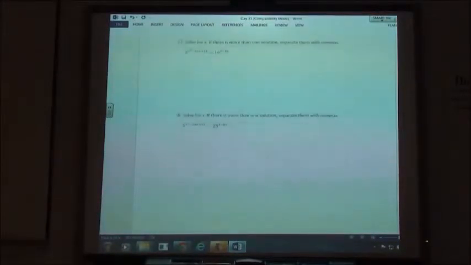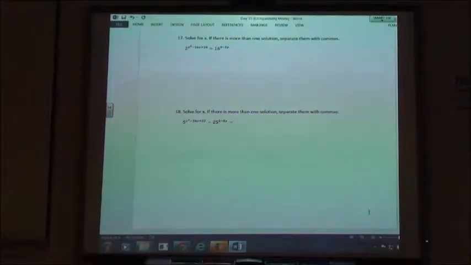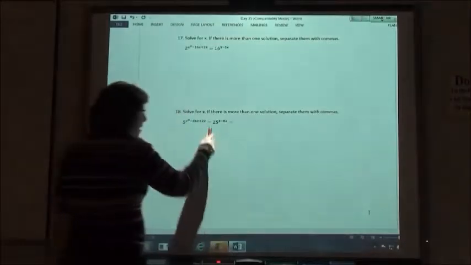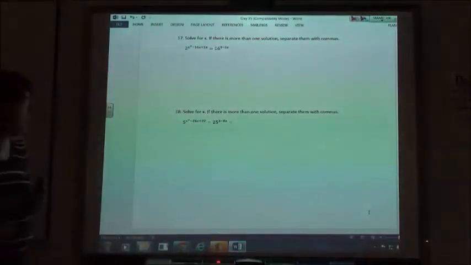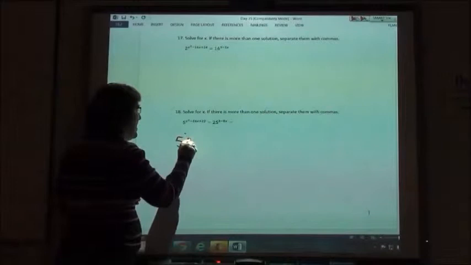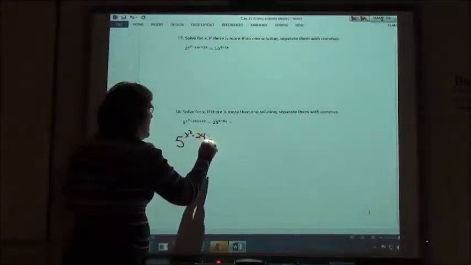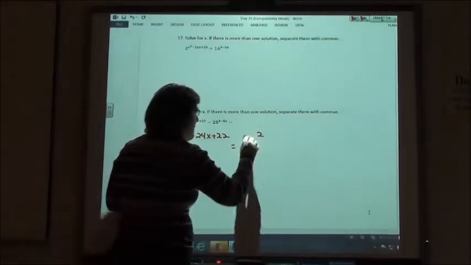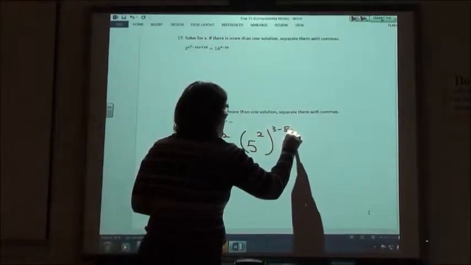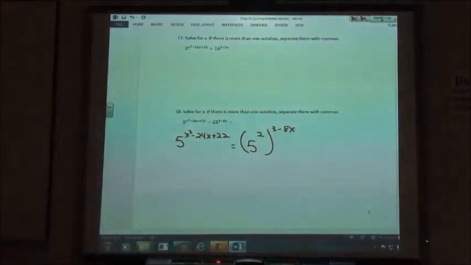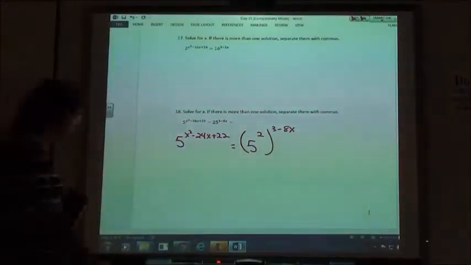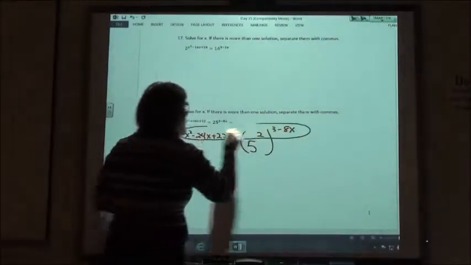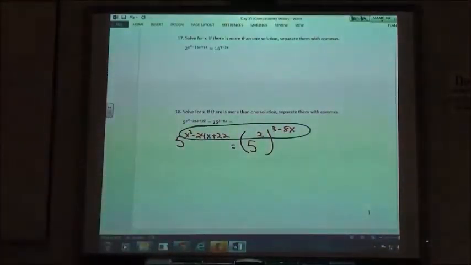All right, one last one, same kind of thing. I've got a base 5 and a base 25. Can I write my 25 as 5 to some power? Yes, I can. What power would that be? 2. 5 to the second power. So now that they both have base 5, we can set the exponents equal to each other. So what should we have for our equation?